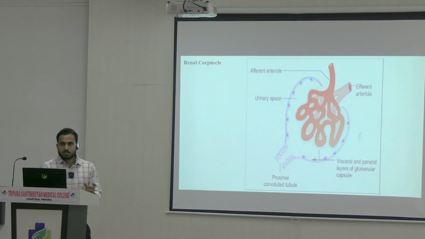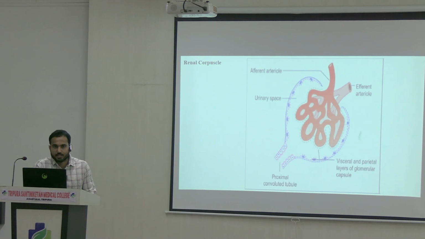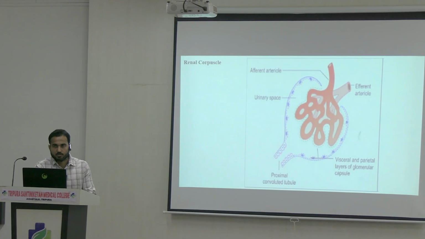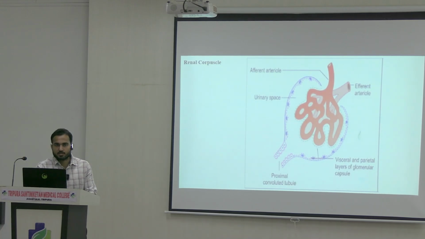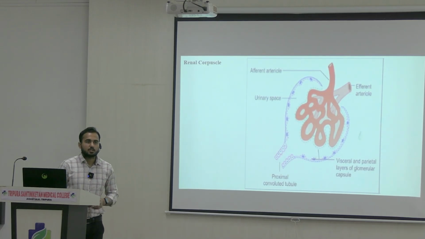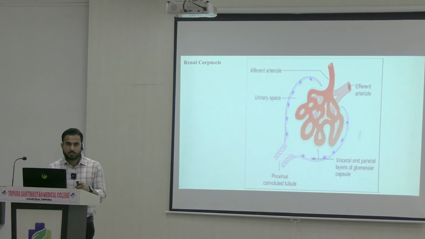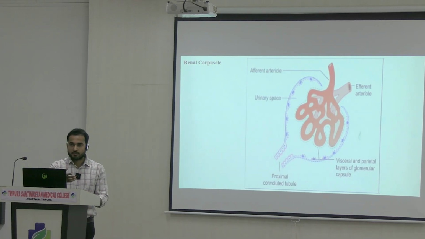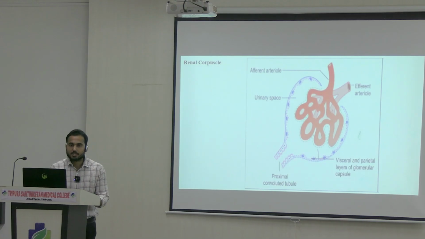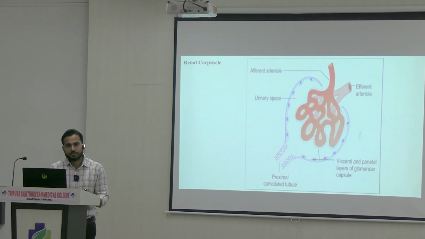The outer layer is mainly lined by mesangial cells, here called the mesangium. And the inner layer is lined by a special type of cell called podocytes. Why are they called podocytes? Because they have foot-like processes, which are called pedicles. That's why these cells are called podocytes, and they are very important. The filtration taking place from the blood, these podocytes play an active role in it.